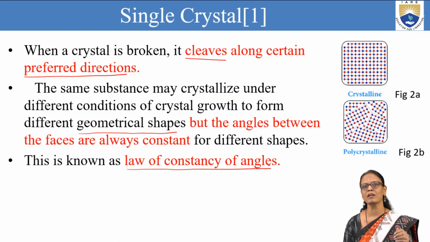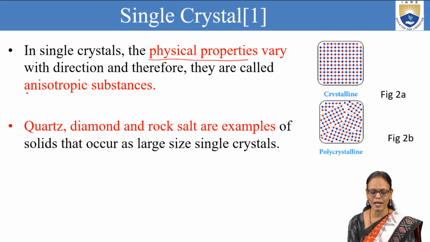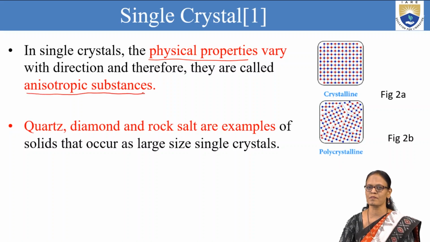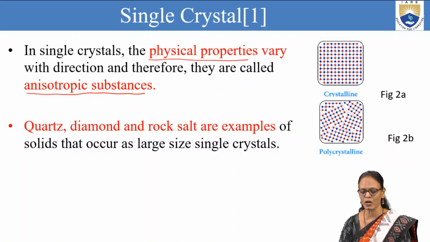The angles remain constant. Now in a single crystal, the physical properties may vary with the direction. So whenever the properties are varying with the direction, we call them anisotropic substances. So a single crystal is anisotropic because the physical properties are varying with direction. We have already seen the examples: quartz, diamond, rock salt. All these are examples of solids that occur as single crystals.